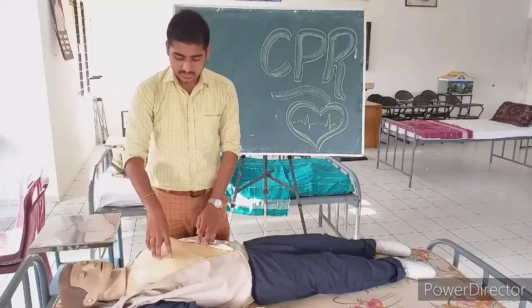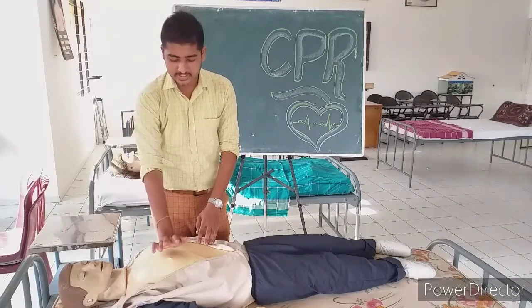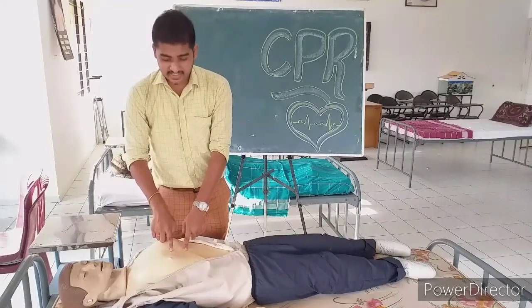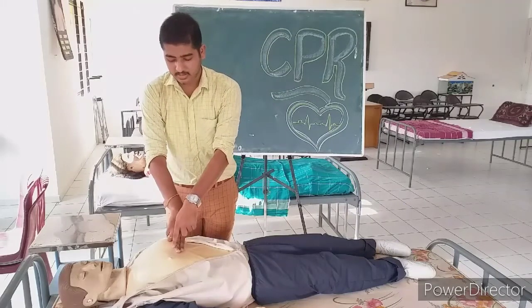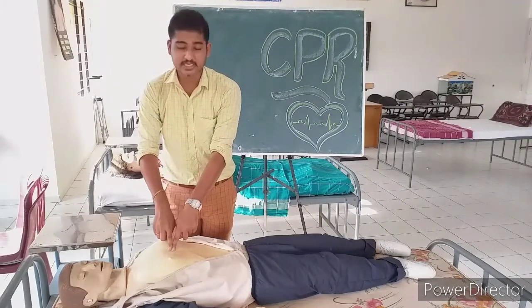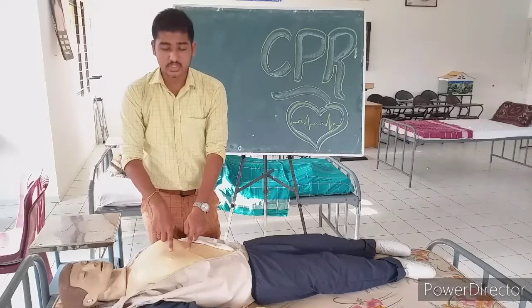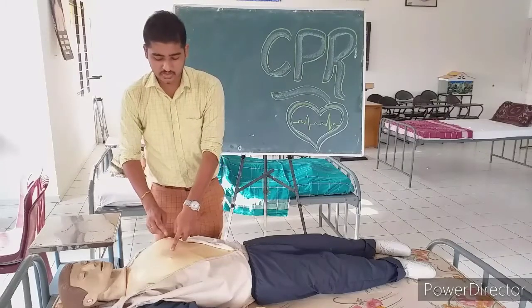Look here, this is the nipple line, exactly in the center. Place your dominant hand there, or else, this is your xiphisternum, 2 fingers above at the center. Again it comes to the same place. So whichever measurement is comfortable for you at that time, you can go for it. It comes to the same place. Okay, no issues with that.